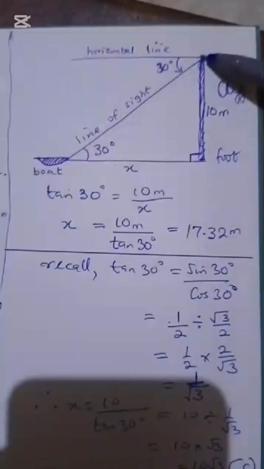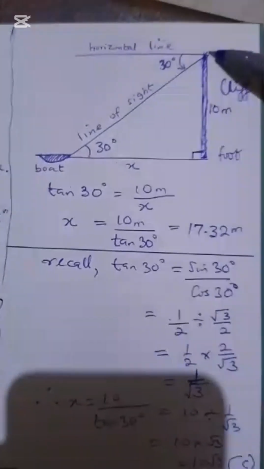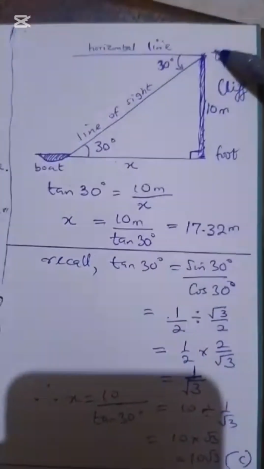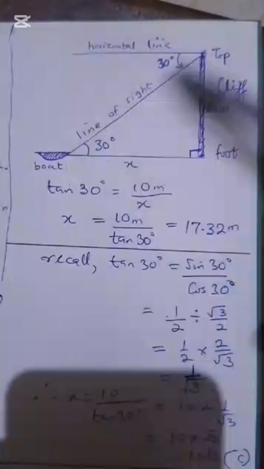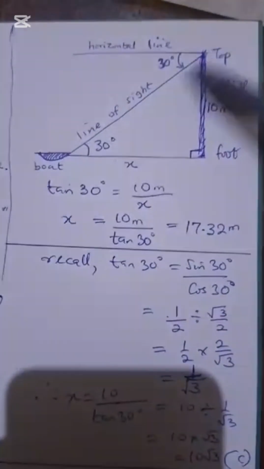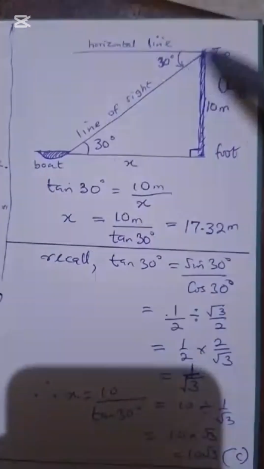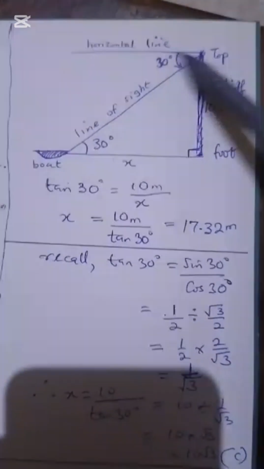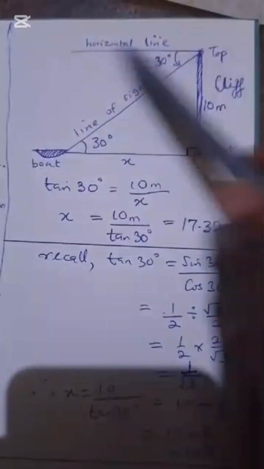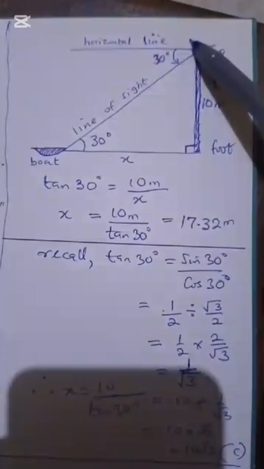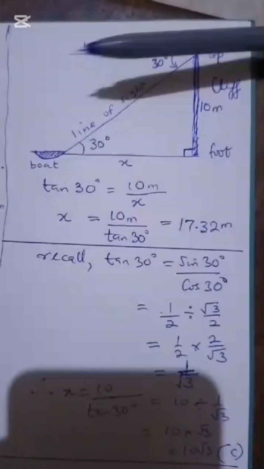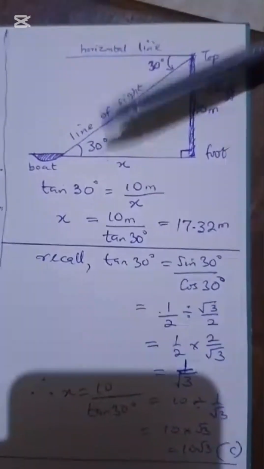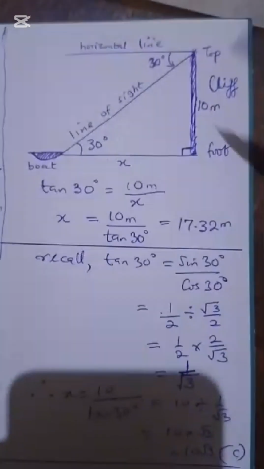Alright, so this is the diagram for the question. The viewer is at the top of the cliff, right here. This is our cliff, it's 10 meters high: top of cliff, foot of cliff. The viewer is up here looking down at the boat, which is here. The line of sight connects the man's eye and the object being viewed. This horizontal line is the eye level of the viewer. So the man looks down, and this is an angle of depression, which is 30 degrees.